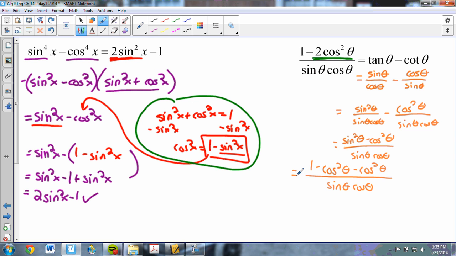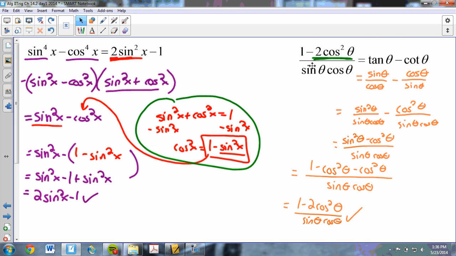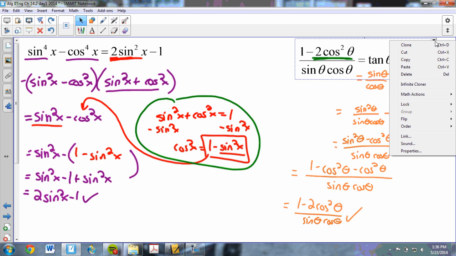Gives me this. Well, now I have 1 minus 2 cosine squared over sine theta cosine theta. That's what I wanted. Okay, question about that? Let me show you the other way also.